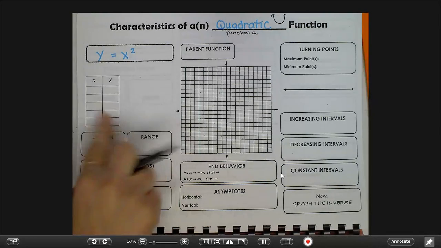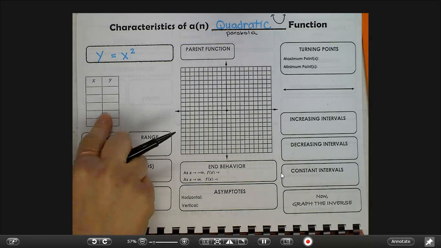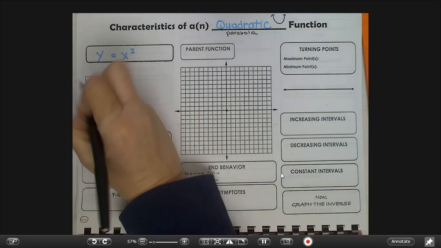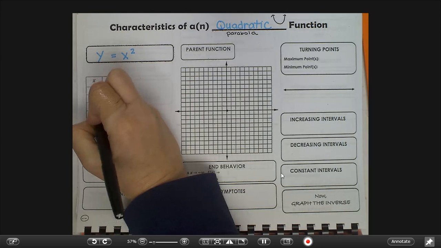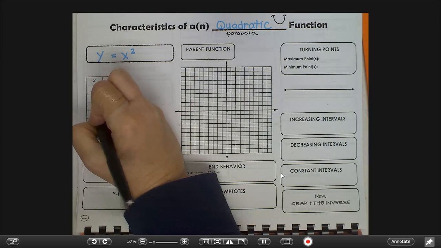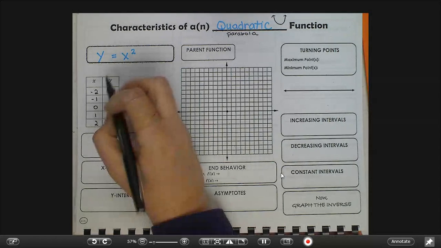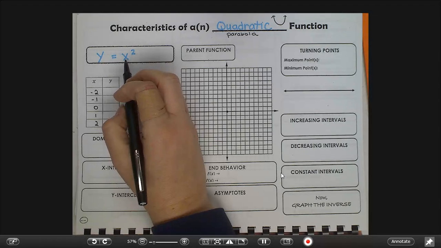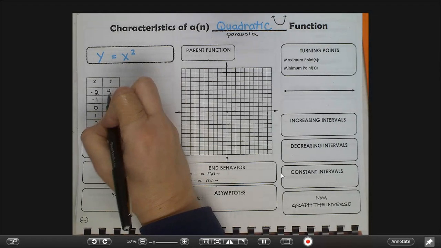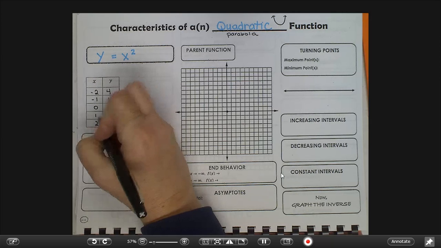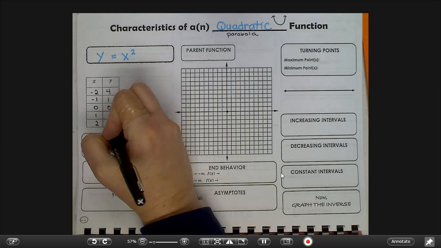So we can choose some X values and get some Y values. And I generally like to choose things like -2, -1, 0, 1, and 2. 0 is awesome. It's like the best one to choose. So let's substitute that in. -2 squared is +4. -1 squared is 1. 0 squared is 0. 1 squared is 1. And 2 squared is 4.